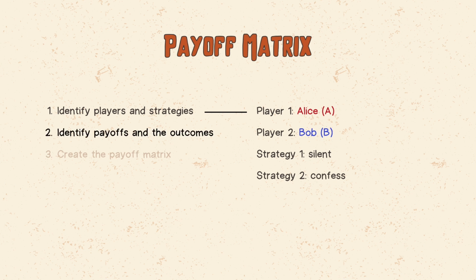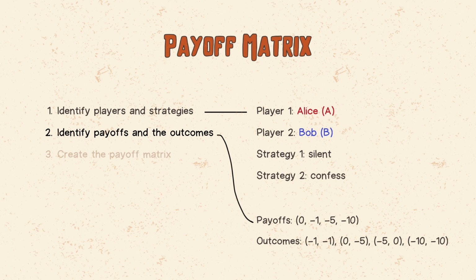Second, identify the payoffs and the outcomes. The payoffs are what the players get from the outcomes of the game. The outcomes are the results of the game, depending on the combination of strategies chosen by the players. In our example, the payoffs are the years in jail that the players get from the outcomes. The outcomes are the sentences that the players receive, depending on whether they confess or stay quiet.